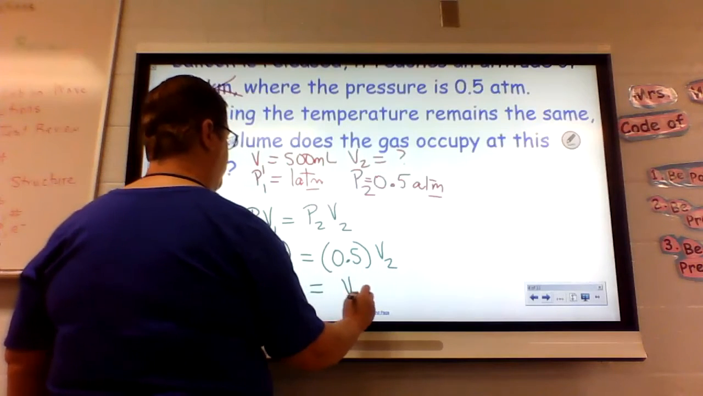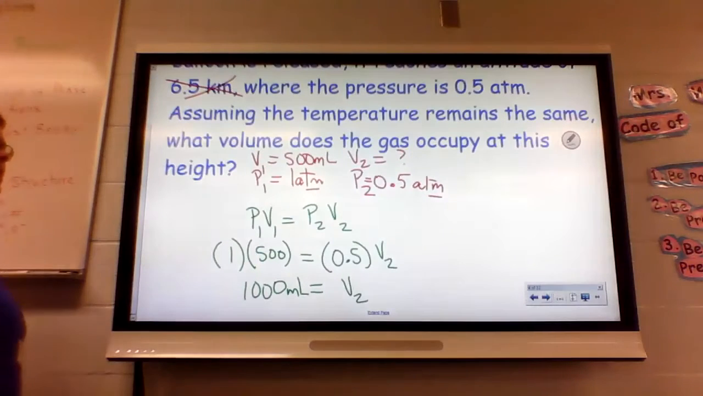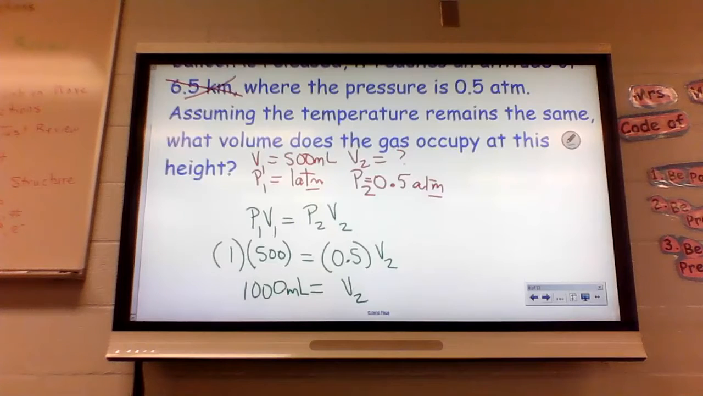And what unit did you put on your volume? Milliliters, you're solving for volume. If you put ATM, I would take points off. If you just wrote milliliters, I'd be fine. You don't have to write V2, but if you don't have milliliters, I will take off. I don't care if the V2 is there or not. The milliliters has to be there because that's the unit.